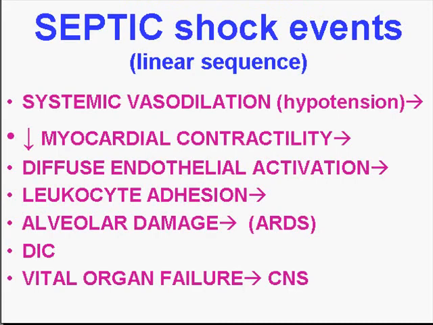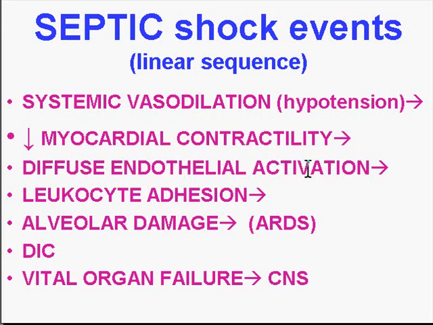If you want to look at a linear sequence of events in septic shock, and remember, you have to have one before you can have the other. You can't mix these up. It starts out as systemic vasodilatation or pooling, which by itself should cause hypotension, followed by decreased myocardial contractility, followed by diffuse endothelial activation. And you remember what happens when endothelium is activated.